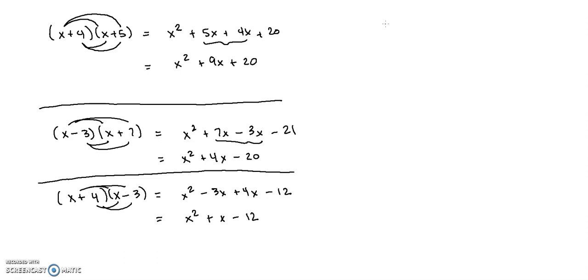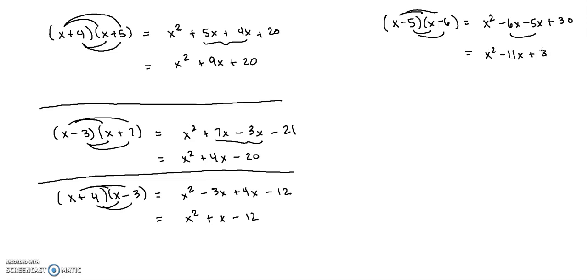Our last combination would be minus, minus. So let's try x minus 5, x minus 6. Okay, first, outer, inner, last. So we're going to get x squared minus 6x minus 5x plus 30. Okay, so we get minus 6x minus 5x, but when we do the last, negative 5 times negative 6 is going to give us plus 30. We can combine the middle two terms, and we get negative 11x plus 30. Okay, so this is kind of all the combinations of signs.